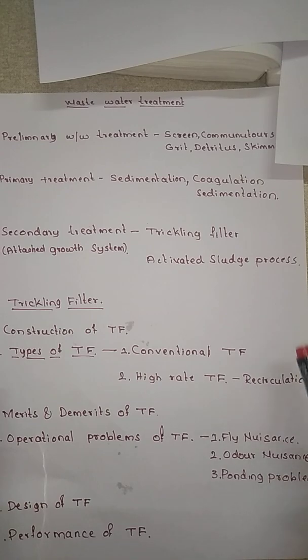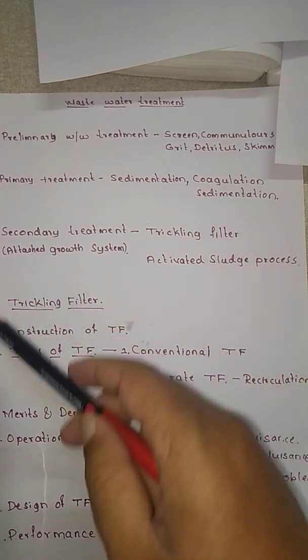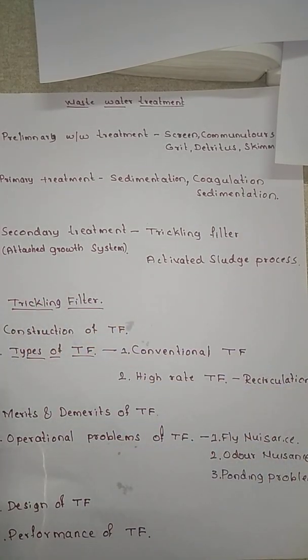The trickling filter will be of two types. We have just seen the construction of the trickling filter. Now we will see what is the conventional trickling filter and what is the high rate trickling filter. You have just seen the working of the conventional trickling filter.